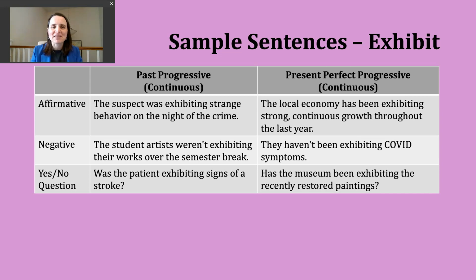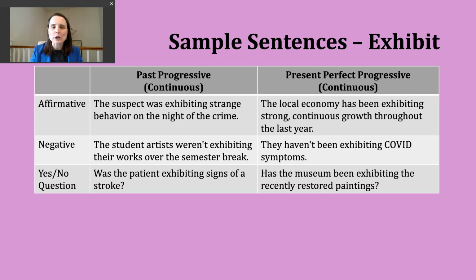Here's another example. The student artists weren't exhibiting their works over the semester break. Okay? So another definition here, another way to use this particular verb, but we're talking about an ongoing period of time in the past. So here, it's kind of the absence of an action occurring.